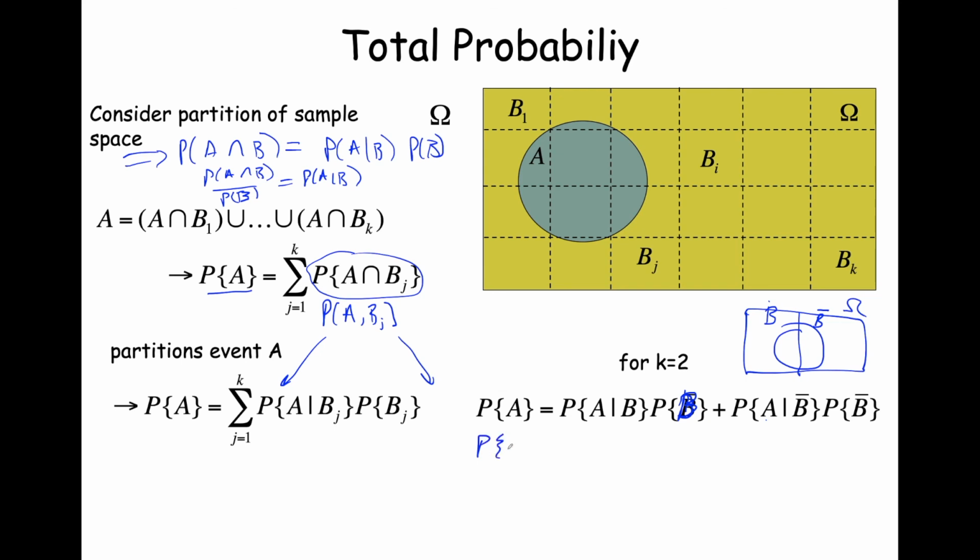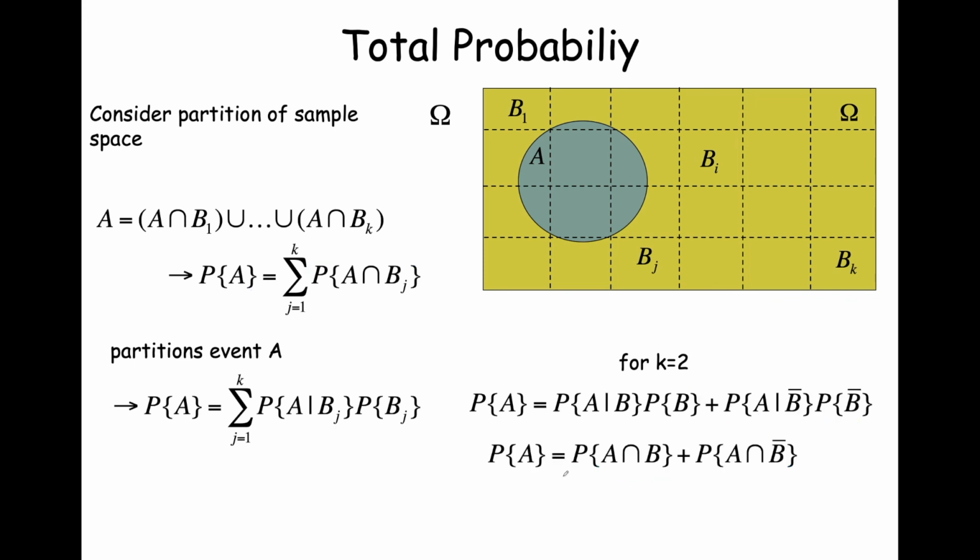Let me rewrite that. The probability of A given B times the probability of B, plus, because it's a sum where J goes from 1 to K, or 1 to 2, the second term, the probability of A given B bar times the probability of B bar. I'm just calling the first B slice B and the second B slice B bar, and this is our A. This term is our first part, and this other term is our second part. Okay, so this is a definition for A.